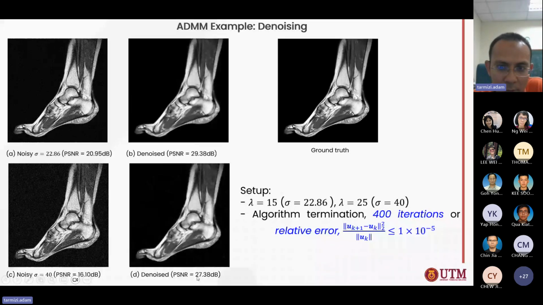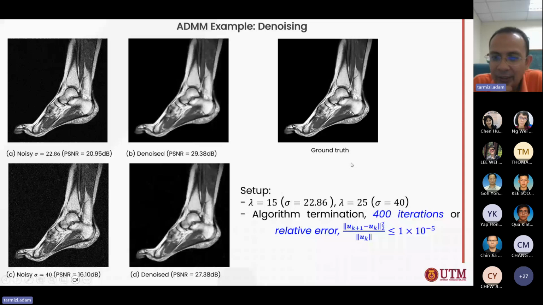If you compare the images, actually I should have put one of the images using the first order method over here, but you can see it's sharper compared to using Tikhonov regularization with the first order methods. It can preserve the sharpness of the image if you compare these two images to the ground truth.